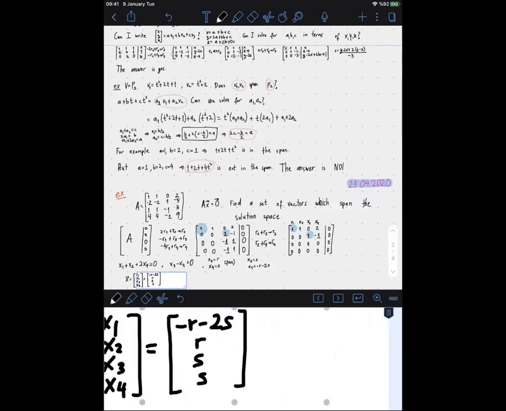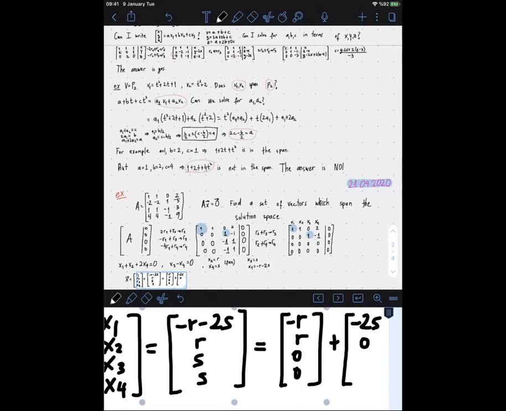Now let's look. I will do a very important trick here. I will write this solution in two parts. I will look at the part which contains R terms, and the part which contains the S terms. The first is minus R, R, 0, 0, and the second is minus 2S, 0, S, and S. So these two vectors added together equal the solution, right?